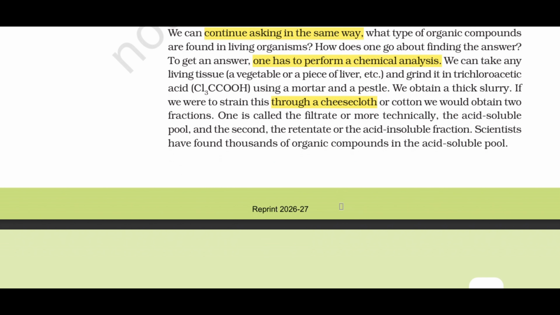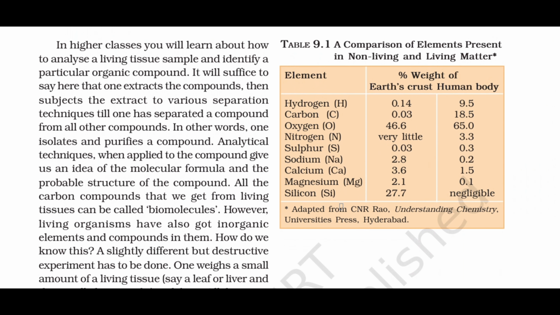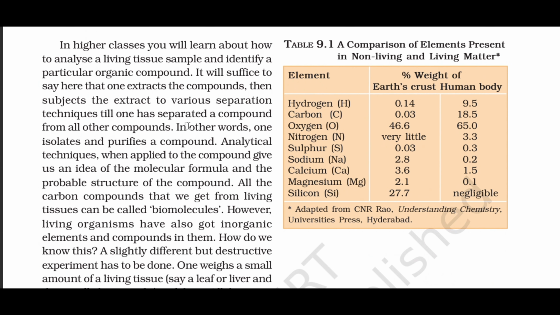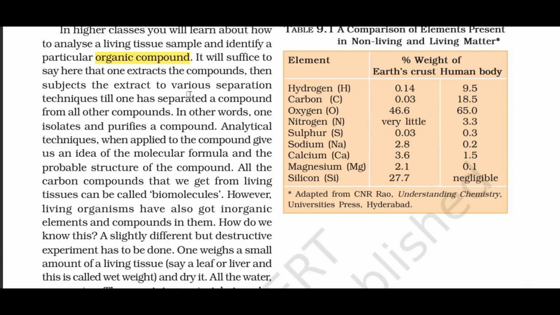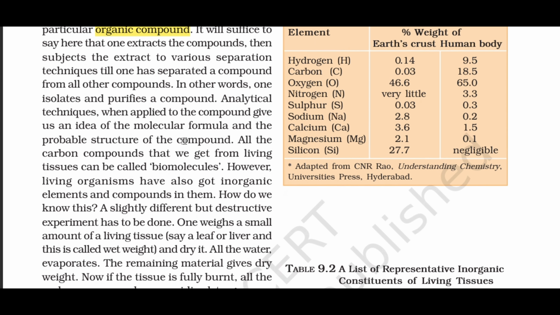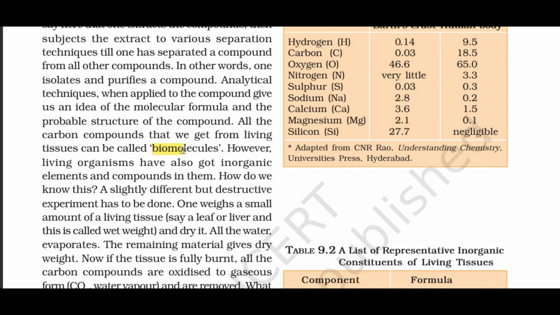Scientists have found thousands of organic compounds in the acid-soluble pool. In higher classes you will learn about how to analyze a living tissue sample and identify a particular organic compound. It will suffice to say here that one extracts the compounds, then subjects the extract to various separation techniques till one has separated a compound from all other compounds. In other words, one isolates and purifies a compound. Analytical techniques, when applied to the compound, give us an idea of the molecular formula and the probable structure of the compound. All the carbon compounds that we get from living tissues can be called biomolecules.